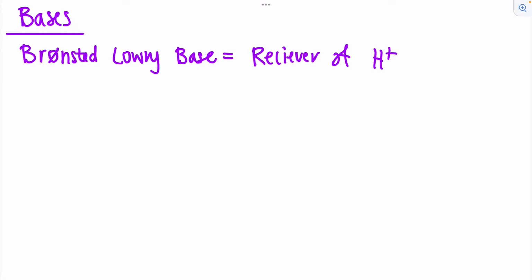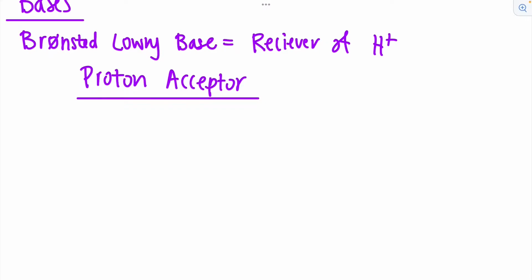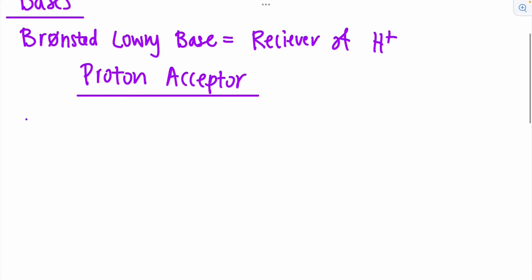So a Bronsted-Lowry base is a receiver of H+, it's a proton. So a proton acceptor. Bases go the opposite direction of an acid. So where an acid would lose an H+, a base will receive an H+. So let's do some examples.